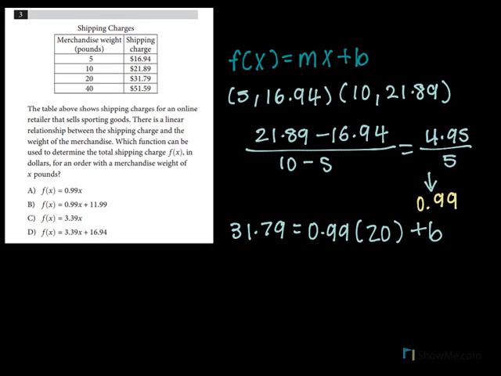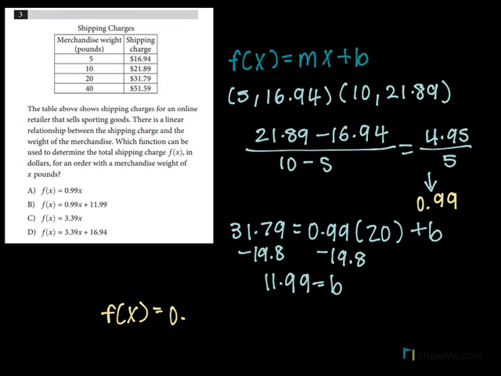So since 0.99 times 20 is 19.8, we can subtract that from both sides. And from that, we'll get 11.99 equals B. So now we have the equation f of x equals M, which we got was 0.99, x plus our value of B is 11.99. So that would be option B.